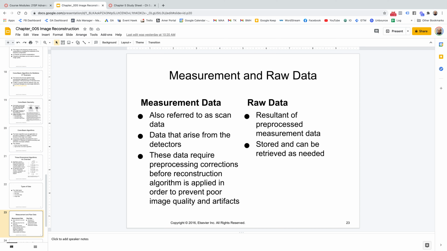So that's measurement data. Raw data is this data when it's pre-processed, and it's stored and can be used as needed. So when you take a scan, there's measurement data that's not really usable. Once that data is pre-processed, it becomes the raw data that we know, and you can use it later on.